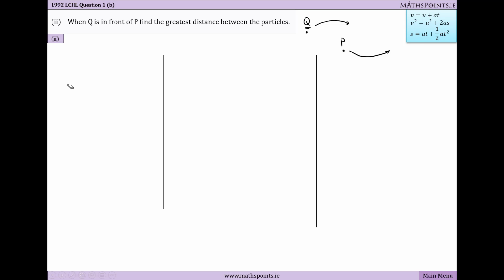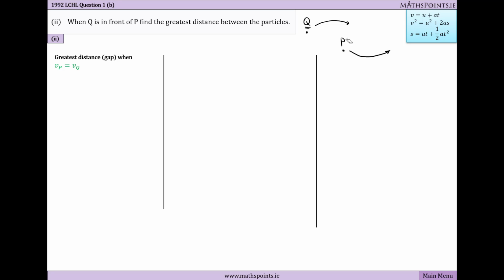So when will the greatest distance occur? The greatest distance occurs when the speeds of the two particles are equal to each other. So when the velocity of P is equal to the velocity of Q. If we think about it like this, if the speeds weren't equal to each other, well then that can't be when the greatest gap occurs.